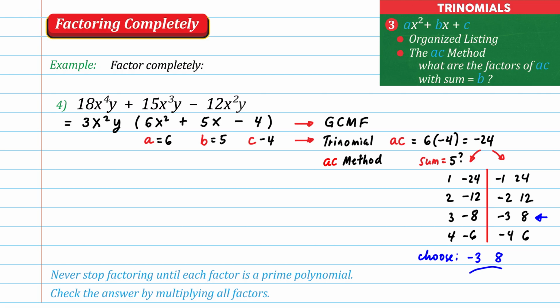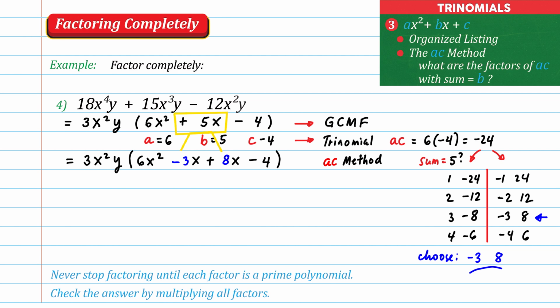We can then split the middle term here, itong 5x, with our two new terms, negative 3x and 8x. So, we copy 3x squared y here, and then we write 6x squared minus 3x plus 8x minus 4 using negative 3 and 8. Split up 5x done.